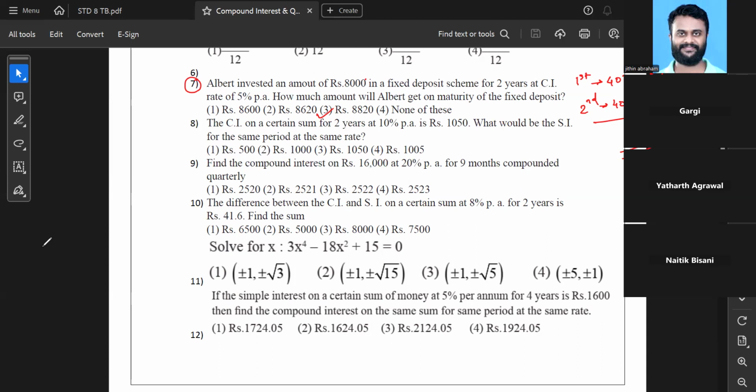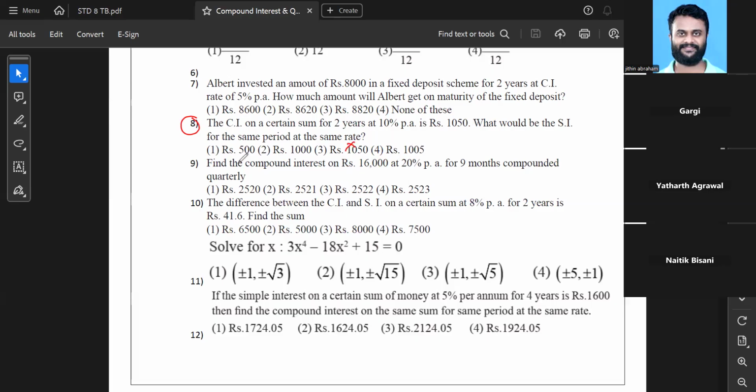Okay, proceeding further. Eighth question. Compound interest on a certain sum for 2 years at 10% per annum is 1050. What would be the simple interest for the same period? So again, it's a similar question which we have already done, right? So first of all, my simple interest will definitely not be greater than 1050 or equal to 1050. So this option is definitely eliminated.